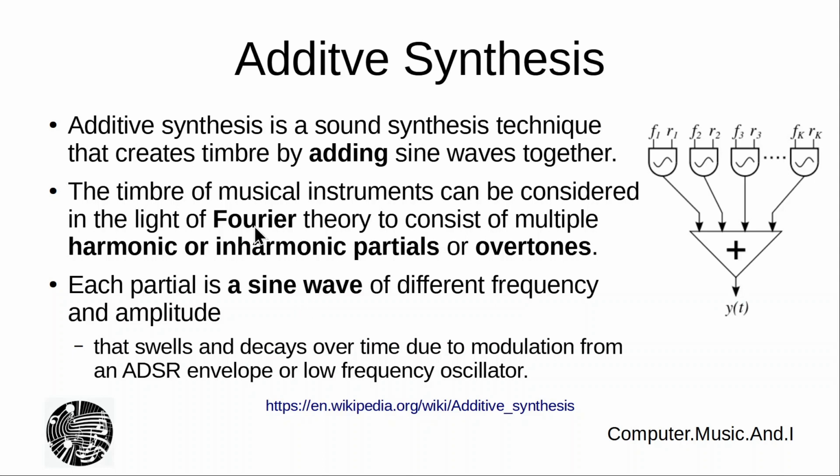And this is based on the so-called Fourier theory, which postulates that a sound consists of a fundamental frequency and a set of partials, which could either be harmonic or inharmonic, and these partials are also called overtones. So basically, all we have to do is create a number of sine oscillators and just add them up.